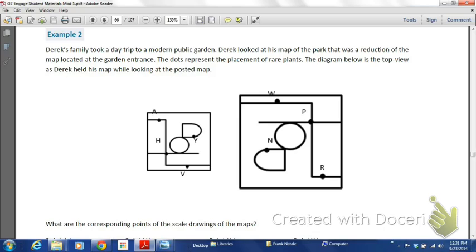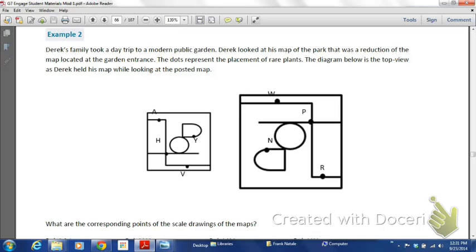Okay, this example 2 is kind of strange to throw at someone at this juncture. But anyway, let me read this example, see if it makes any sense. Derek's family took a day trip to a modern public garden. Derek looked at his map of the park that was a reduction of the map located at the garden entrance. The dots represent the placement of rare plants. The diagram below is the top view as Derek held his map while looking at the posted map. This is so convoluted and weird. Okay, but you can tell.